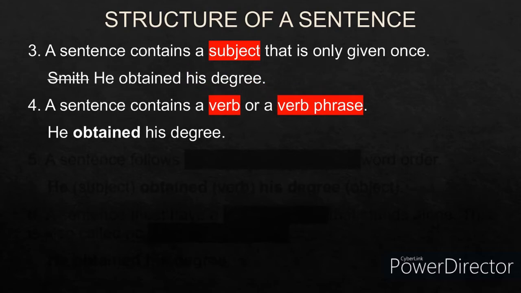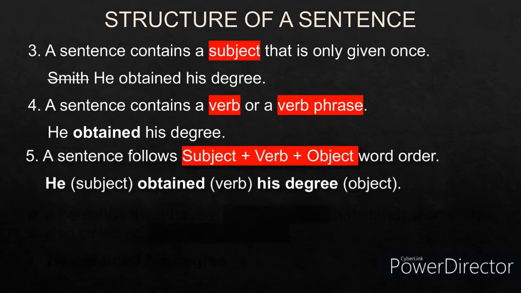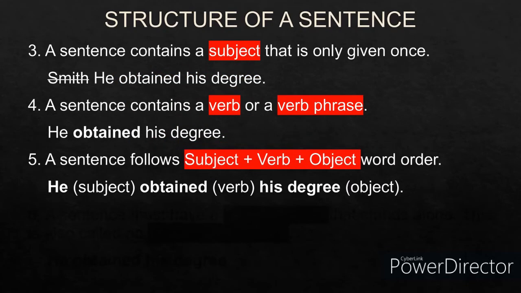A sentence contains a verb or a verb phrase. He obtained his degree. Obtained is the verb. And to know more about verb phrases, I have already made a video on verb phrases. You can check that out. A sentence follows S plus V plus O. That is nothing but subject plus verb plus object. Verb plus object is nothing but the predicate. This is the order which a sentence follows.